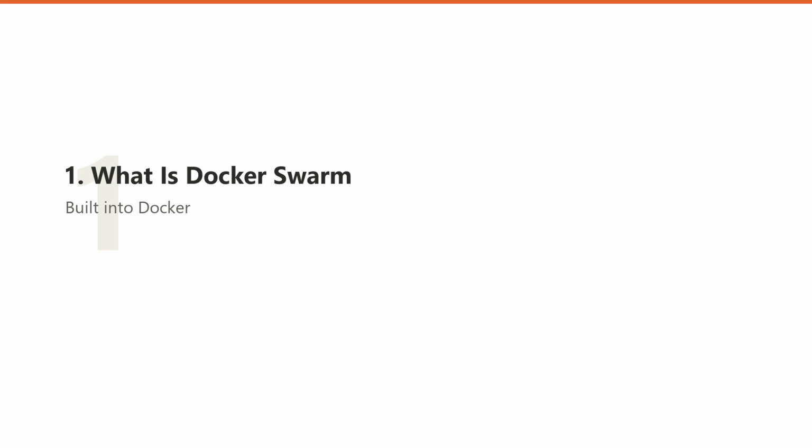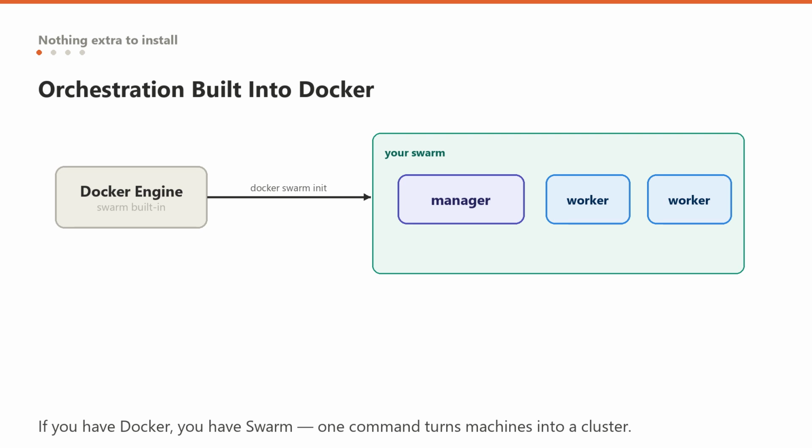Concept 1. What Docker Swarm actually is. Docker Swarm, or Swarm mode, is orchestration built directly into the Docker engine. There's nothing extra to install. If you have Docker, you have Swarm. You turn a single machine into a Swarm manager with one command, docker swarm init. Then you join other machines as nodes with a token. That's it. You now have a cluster. Because it uses the same Docker commands and the same compose files you already know, the learning curve is tiny. That built-in, batteries-included simplicity is Swarm's entire reason for existing.